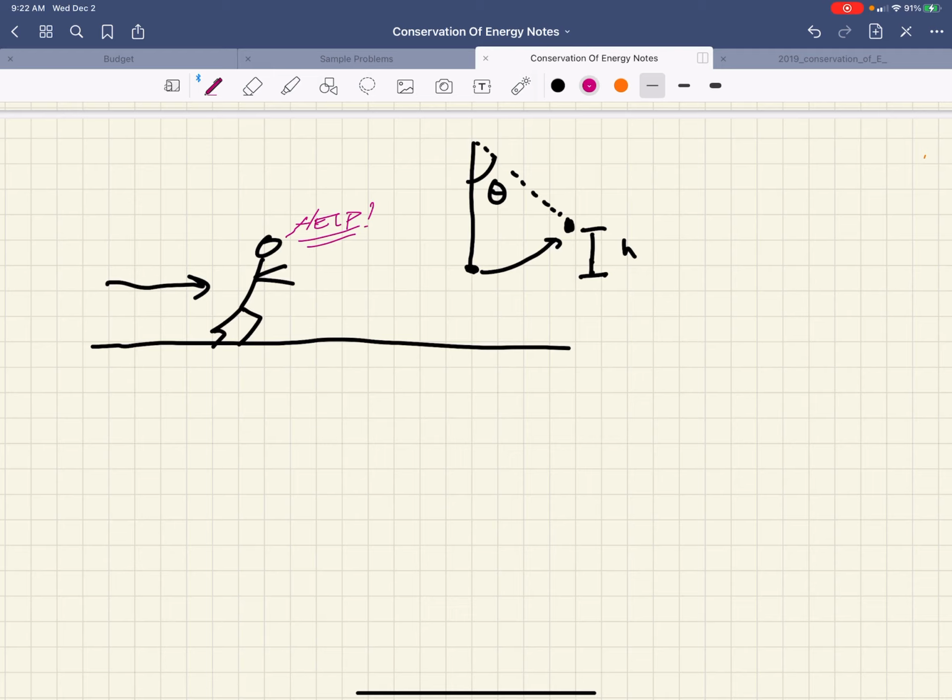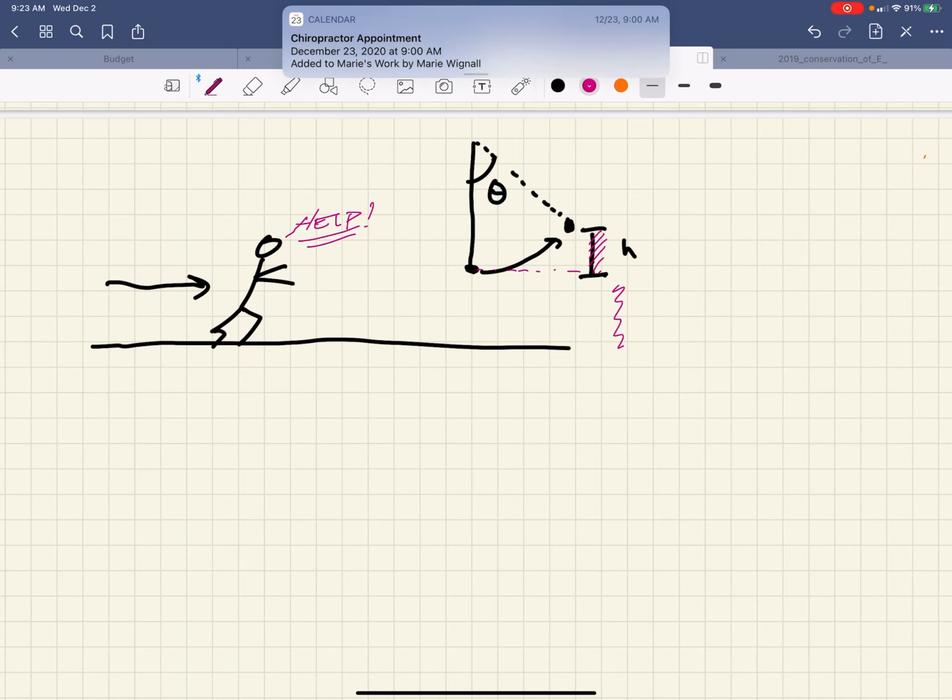And I just want to point out that h refers to the additional height that the rope will swing from its resting position. It doesn't factor in anything down here. It's really just this additional height right here. So our question is going to be solving for how high does the person swing, and then what angle.